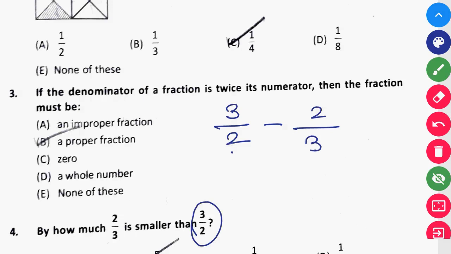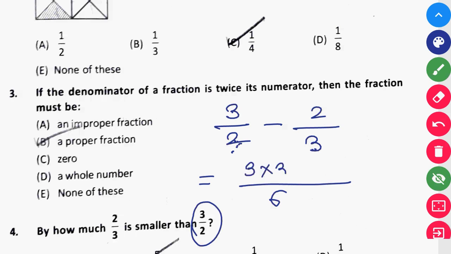Now for this subtraction, they are not like fractions. So we will first convert them into like fractions, which means we will make their denominators common. Their common denominator can be 6. Now for this 2 to become 6, we multiply with 3. If we multiply the denominator with 3, we have to multiply the numerator also with 3.